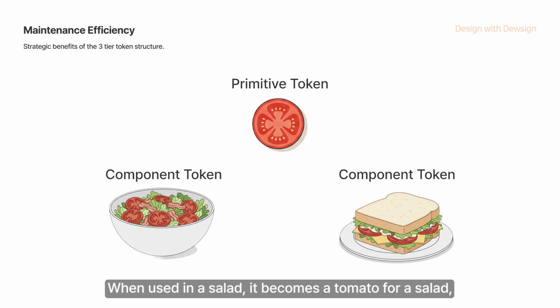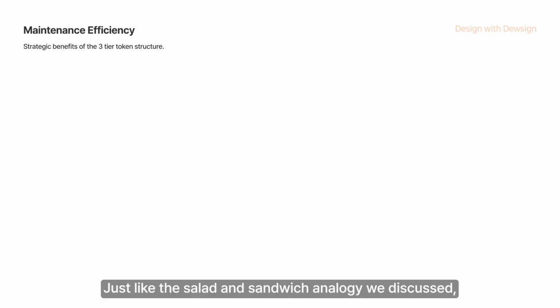When used in a salad, it becomes a tomato for a salad, and when used in a sandwich, it simply shifts its purpose to a tomato for a sandwich. The intrinsic nature of the tomato itself never changes. Just like the salad and sandwich analogy we discussed, let's wrap this up with the actual design token structure.